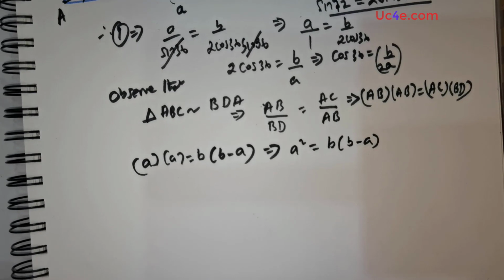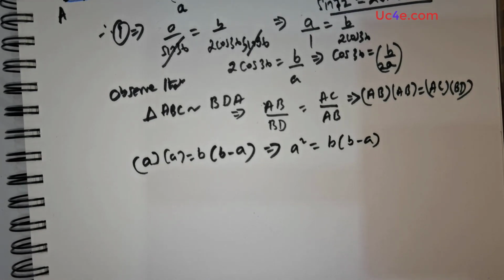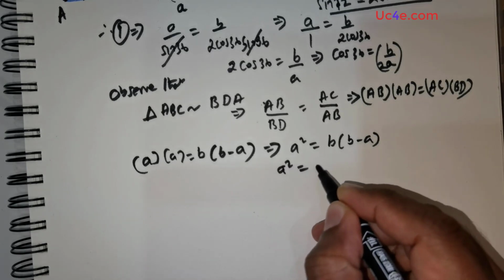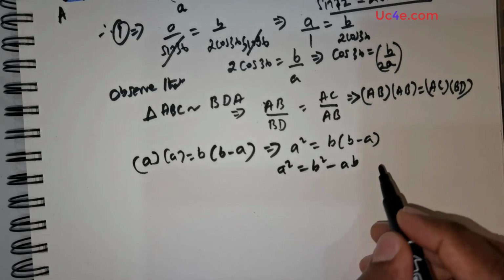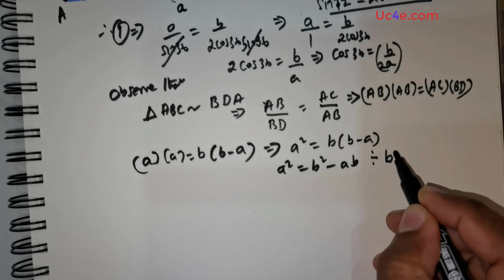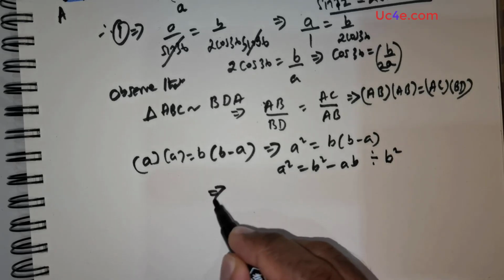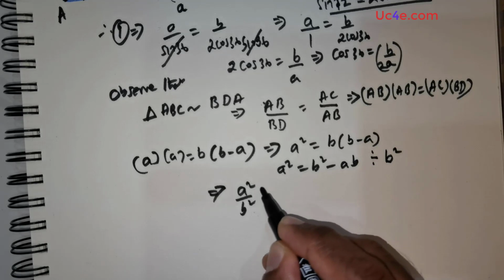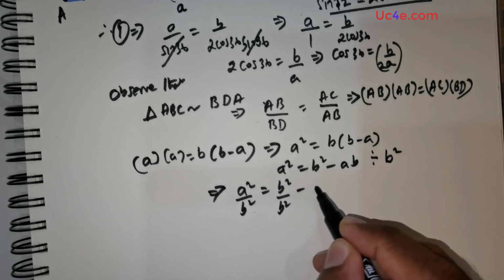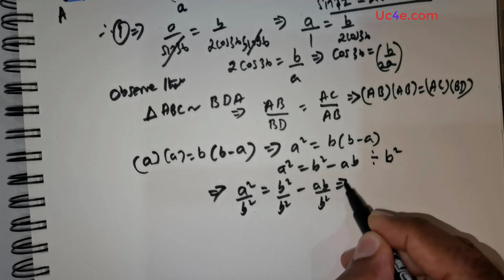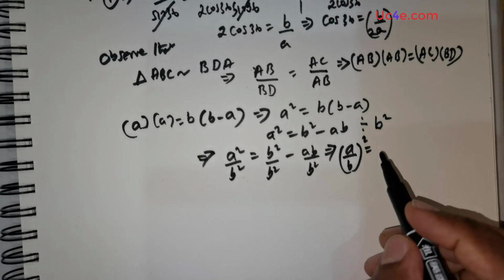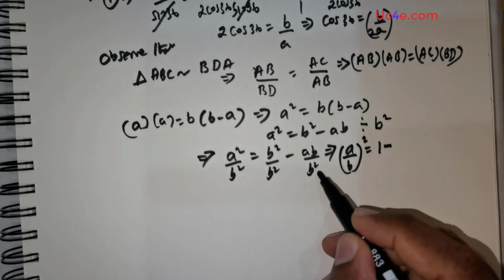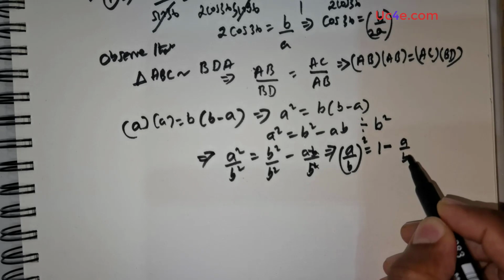Now from here we will have to set up an equation, and how are we going to do that? So let me just expand this. This is going to be A squared is equal to B squared negative AB. Now I wish to divide by B squared throughout, so this is going to give me A squared divided by B squared is equal to B squared divided by B squared negative AB divided by B squared. This is rewritten as A over B raised to the power of 2 is equal to 1 followed by negative, AB and AB can be cancelled, you get A over B.